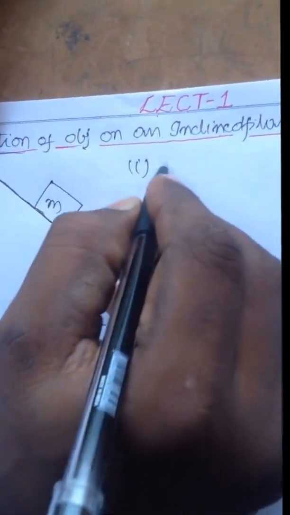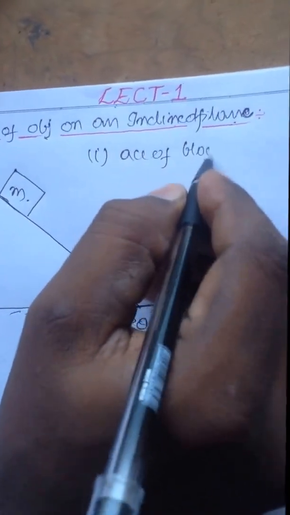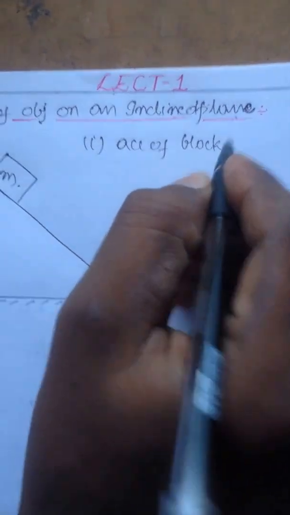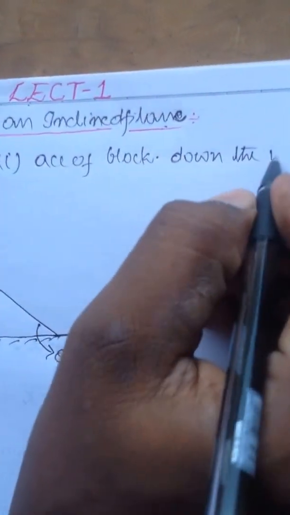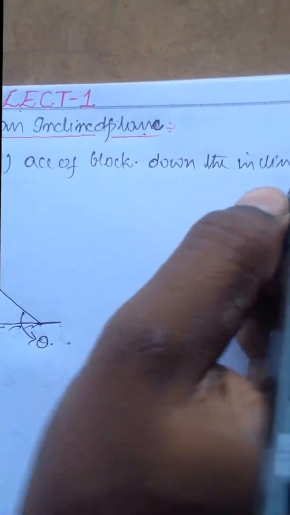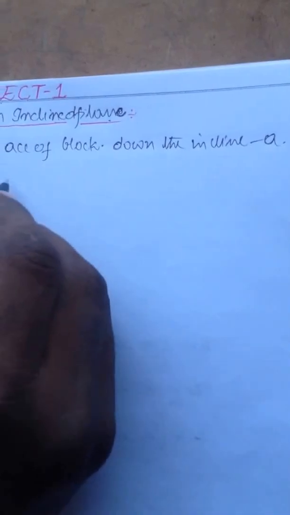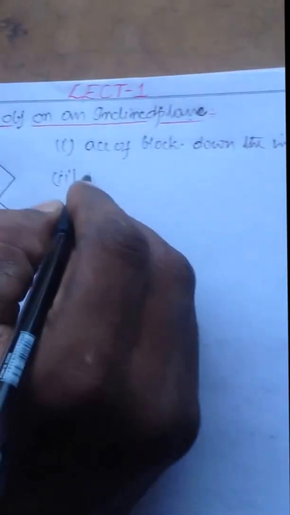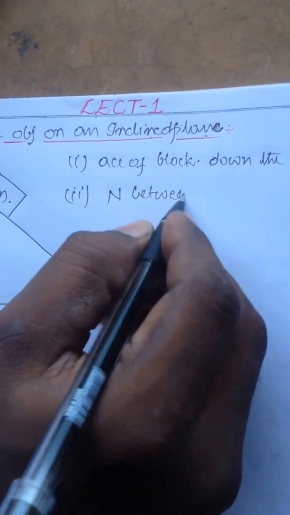Then we need to calculate what is the acceleration of the block down the incline. This I am calling small a. And the second question is, as it is sliding down, what is the normal reaction N between the block and the wedge?